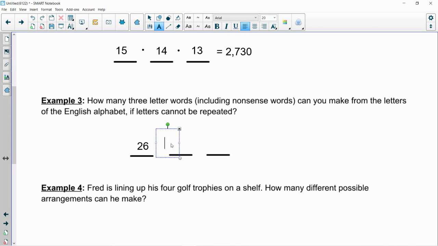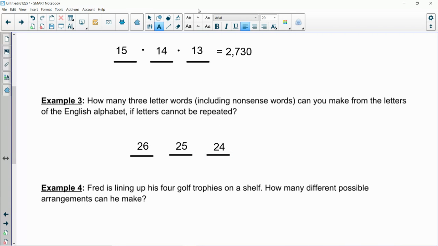Now I want to choose a letter for the second position in my 3-letter word, but I can't repeat letters. I can't make a word that's MMM. So once I choose one letter for that first position, I can't choose it again. So now I only have 25 choices. And then for my third position, or the last letter in my 3-letter word, I've picked 2 letters of the alphabet. I only have 24 left to choose from.